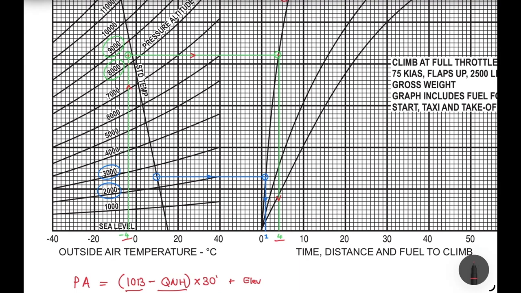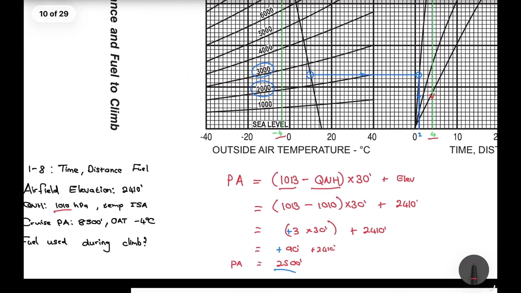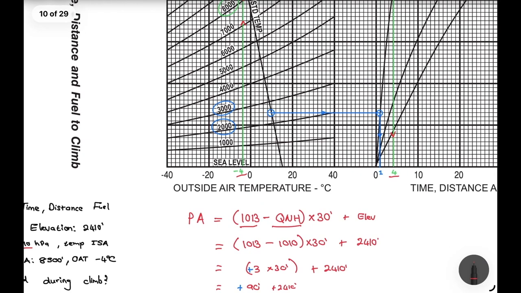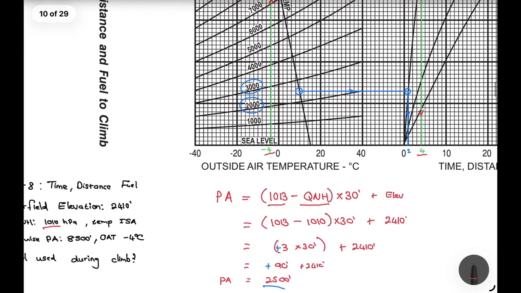But the question said that we are starting from an airfield which is above sea level, at 2,410 foot already, and we've just worked out that the pressure altitude is 2,500 foot. So we would save the fuel that we needed to climb to 2,500 foot already. We therefore need to subtract the fuel that we would have used to climb to 2,500 foot. To do that, we worked out earlier that we have a pressure altitude of 2,500 foot and that the temperature on the ground was ISA.